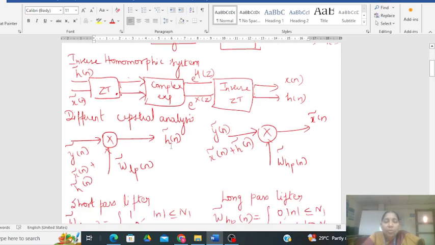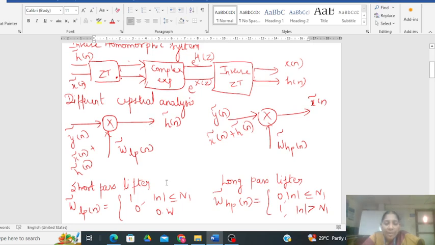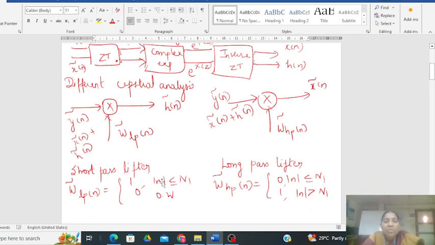Then we have a concept called spectrum. In the spectral analysis, you have different filters like the short pass lifter and long pass lifter. That means filter, when you reverse the first four letters, it becomes lifter. So we have a short pass lifter and long pass lifter, given by the formula. In the case of the short pass lifter, w bar LP of n equals 1 for modulus of n less than or equal to n1, 0 otherwise. And in the case of the long pass lifter, w bar HP of n equals 0 for modulus of n less than or equal to n1 and 1 for modulus of n greater than n1.